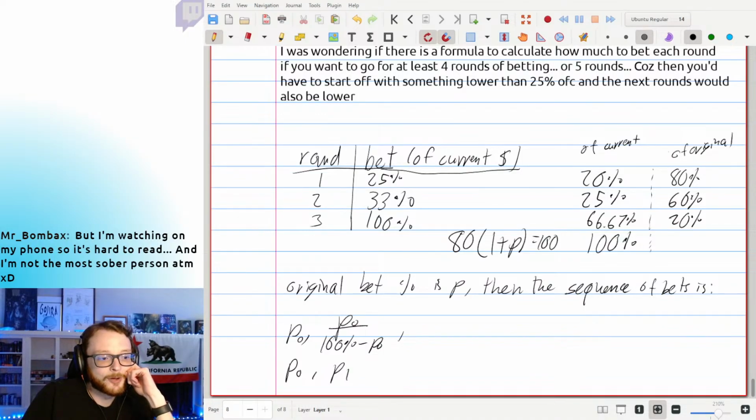It's hard to read on your phone. Oh, true. Yeah. You're not the most sober person. Yeah. Sometimes that helps, but usually it hurts.